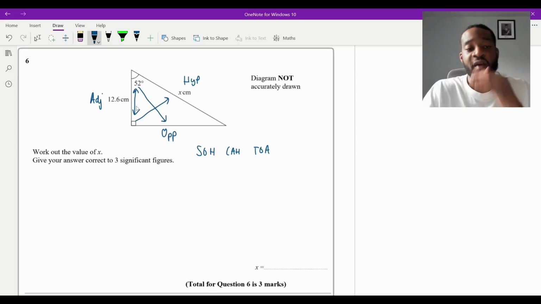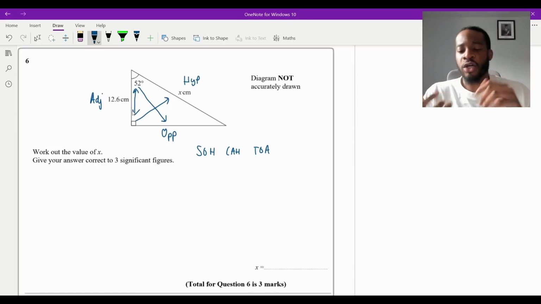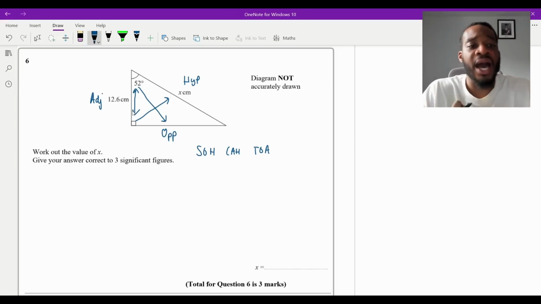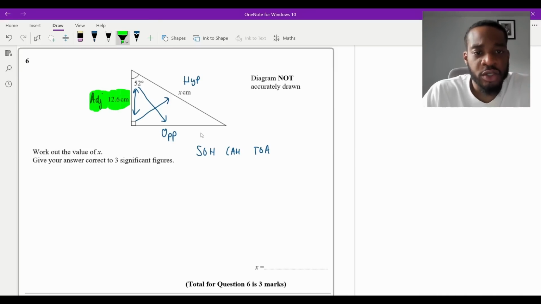So now that we've labeled our right angle triangle, the question is, which out of these acronyms do we use? Now you've got to ask yourself 2 questions. What side do we have? Well, we have 12.6, and this corresponds to the adjacent. So straight away in my acronym, I'm going to highlight any of these that have an A, which are these 2. And that automatically tells me that I'm not going to use SOH.